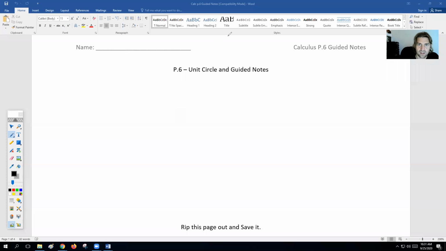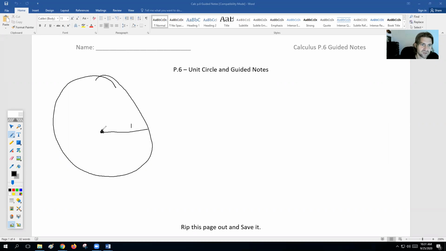It's called a unit circle because the circle, a perfect circle, has a radius of 1. So any direction we go is 1 length away. It's always 1 unit away.